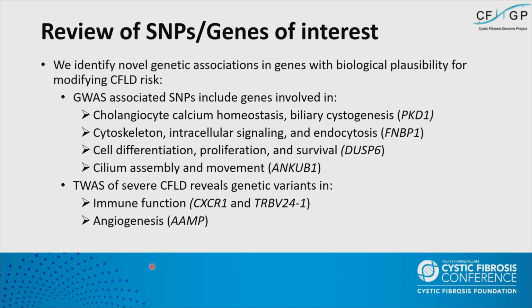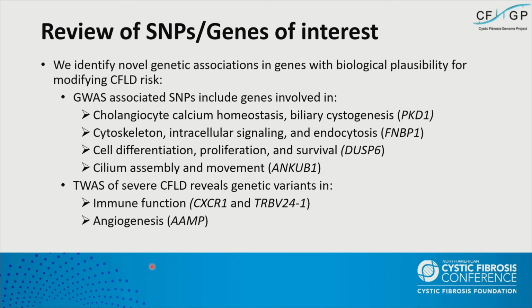FNBP1 is associated with cytoskeleton, as I talked about, in intracellular signaling, but that also is associated with vascular barrier integrity. The suggestive gene, DUSP6, is associated with cell differentiation, proliferation, and survival, but again, it's associated with endothelial inflammation. The ANKUB is probably associated with cilia assembly, but again, expressed by endothelial cells.